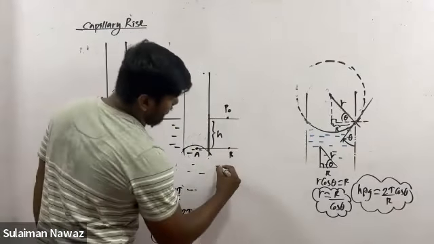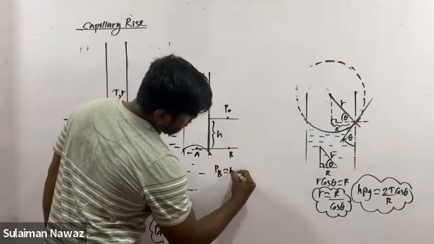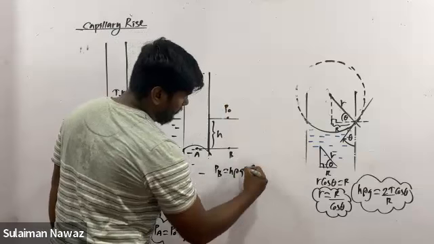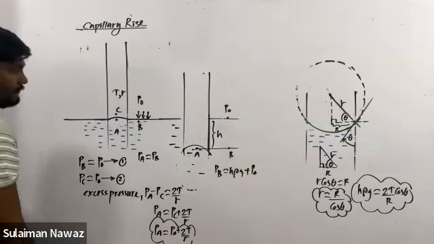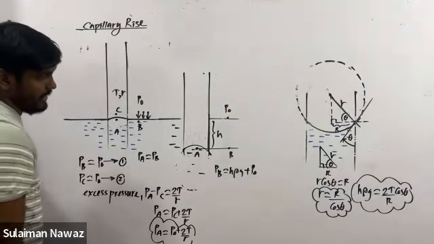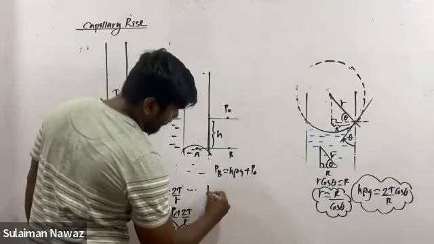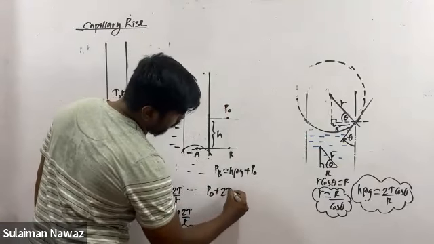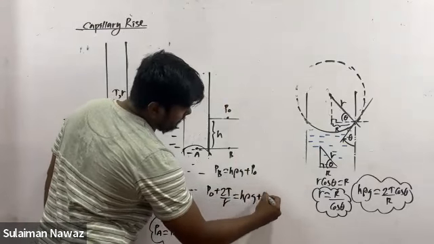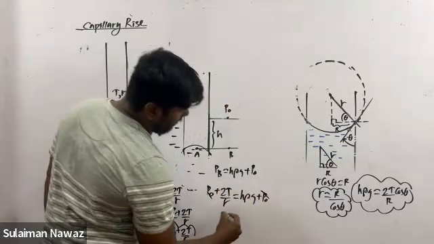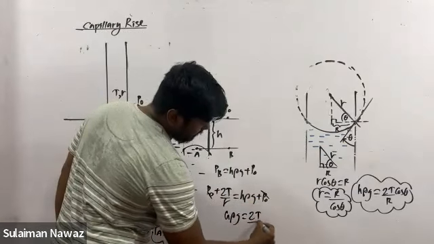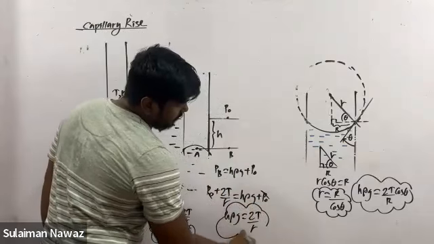So I can write PB as what? PB equals h rho g plus P naught. Then that must be equal to PA, which is P naught plus 2T over simple r. So h rho g plus P naught equals P naught plus 2T over simple r. Here P naught will cancel out, and I get the same equation again: h rho g equals 2T over simple r.